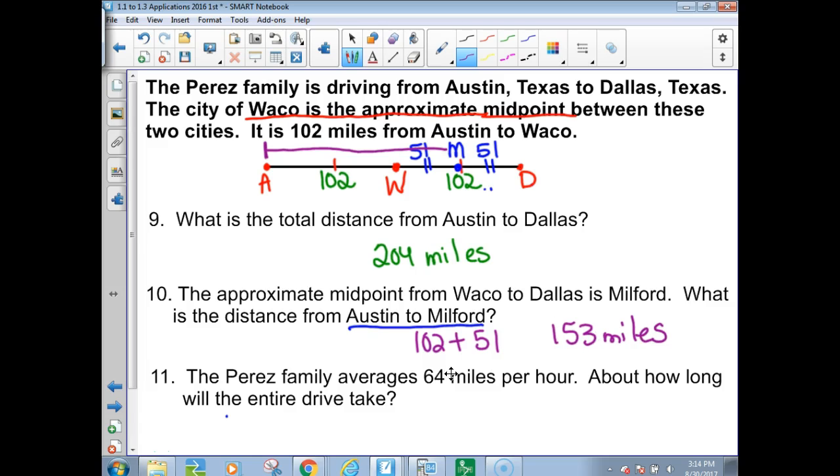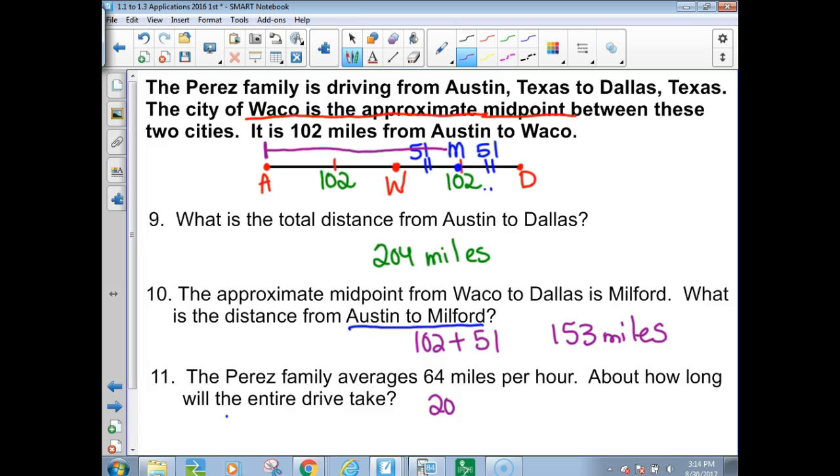The next part says the Perez family averages 64 miles an hour. How long did the entire drive take? So they were going pretty fast, anyway, because they averaged 64 miles an hour. So how far did they go, though? So we've got to think about all these things we thought about. What was the total distance they traveled? Yeah, it was the 204.